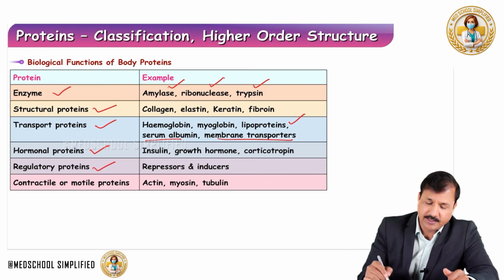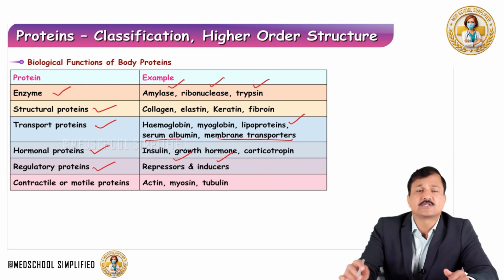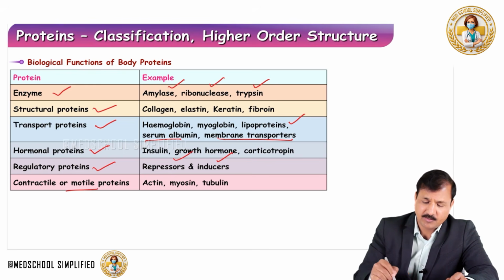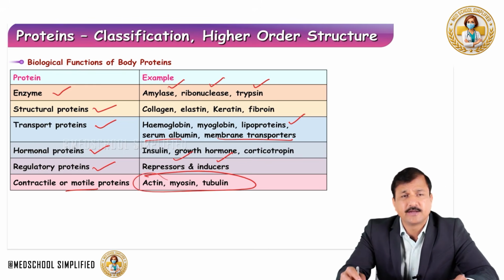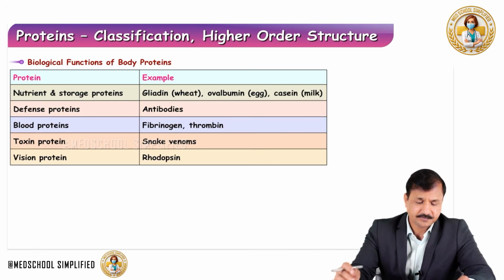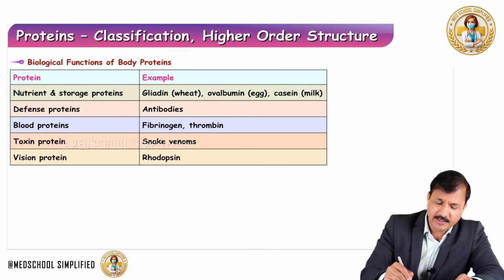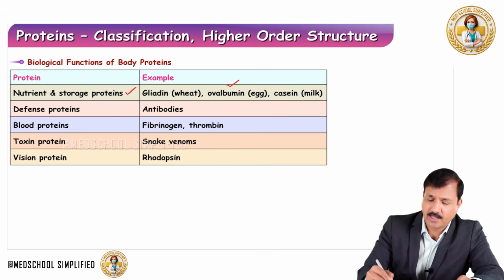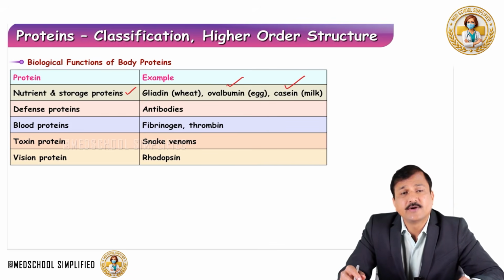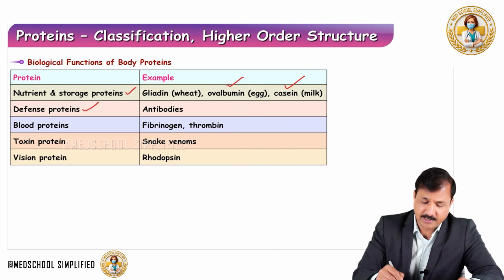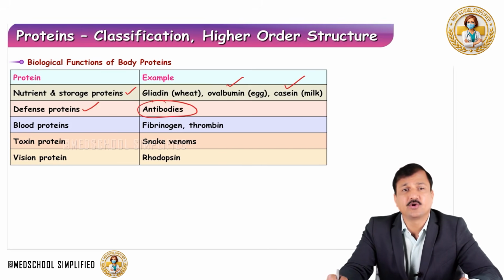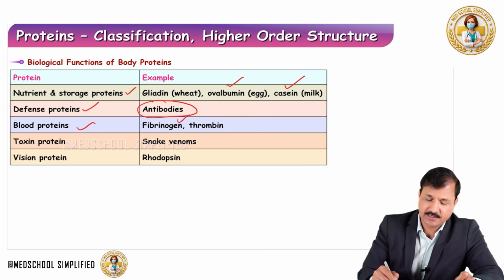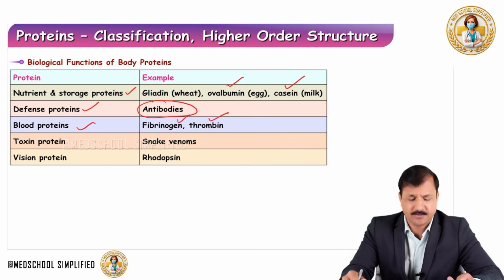And then regulatory proteins, we have repressors, inducers, transcriptional factors. These are all regulatory proteins. And the contractile or motile proteins, we have actin, myosin, tubulin in the contraction process. Continuing with that, we have nutrient and storage proteins. For example, gliadin in wheat, ovalbumin, casein, which are all nutrient proteins. Defense proteins, as you might know, are antibodies. Immunoglobulins are defense proteins. And then the blood proteins, we have fibrinogen, thrombin, which participate in the clotting process.